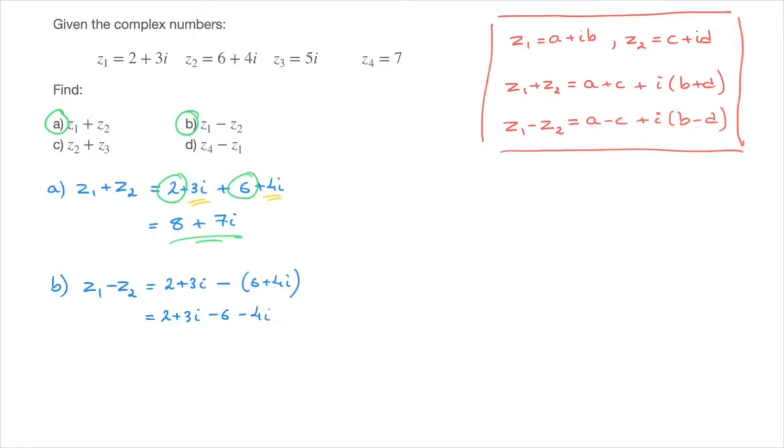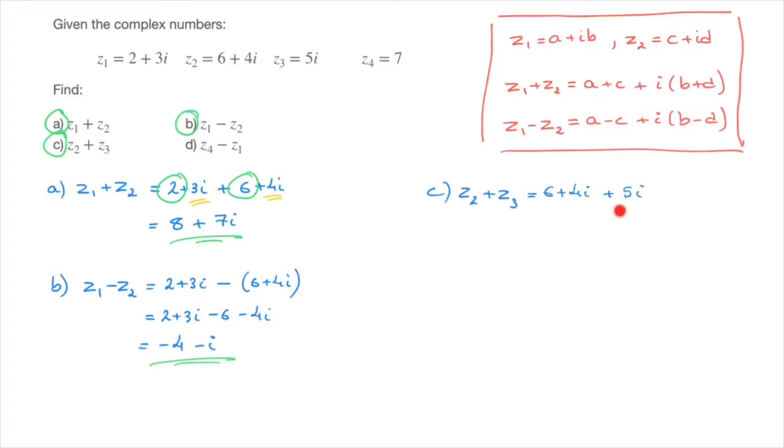I now gather like terms, in other words, the real parts together and the imaginary parts together. So that leads us to 2 - 6, which is -4, that's the real part, and 3i - 4i, which is -i, and that's the imaginary part. And that's the answer. We move on to question C, and in question C we need to calculate z2 + z3, where z2 is still 6 + 4i, and z3 is equal to 5i. In other words, z3 is purely imaginary. So we write z2 + z3 equals 6 + 4i, that's z2, plus 5i, which is z3.